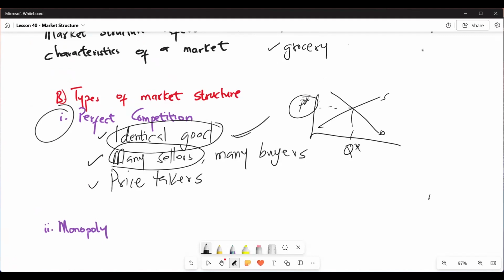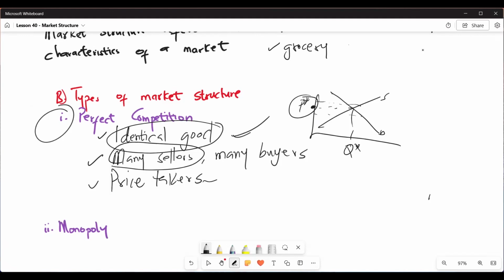If you raise your price above the equilibrium price, consumers will simply move to your competitor. And if you charge something below, it will not be optimal. So sellers in this market are price takers, which simply means that they take the price as it exists in the market. They do not have the power to change it.